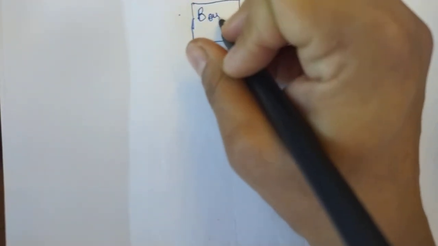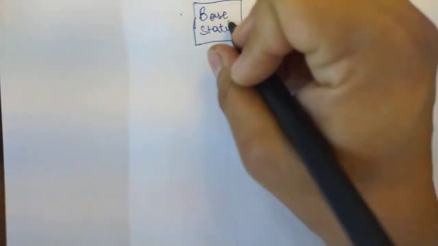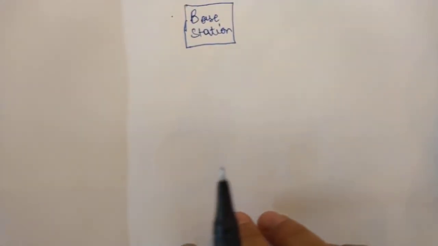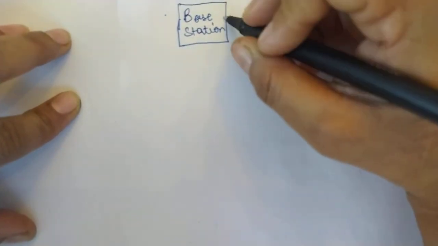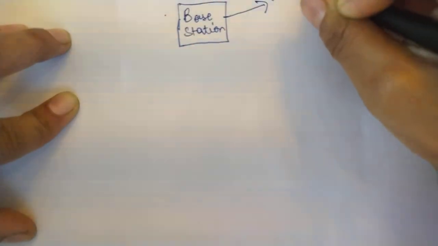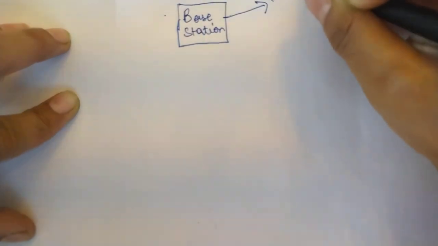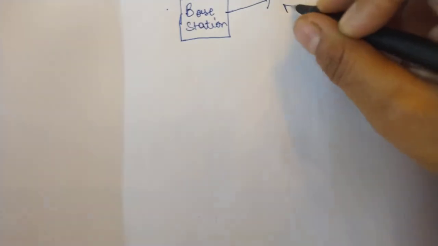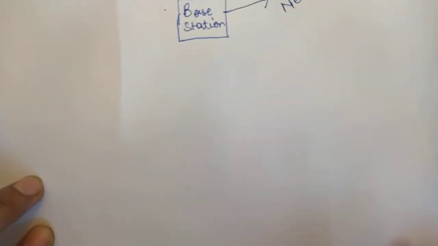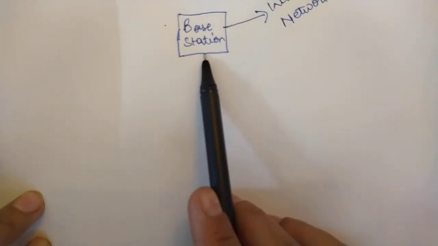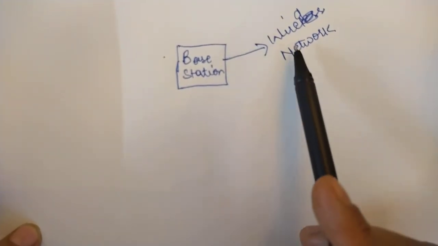Now, usually there is an antenna at the ceiling, or at the top, like this, which you also call the base station. This base station is connected to a wired network. Even in case of a wireless LAN, the base station is always connected to a wired network.